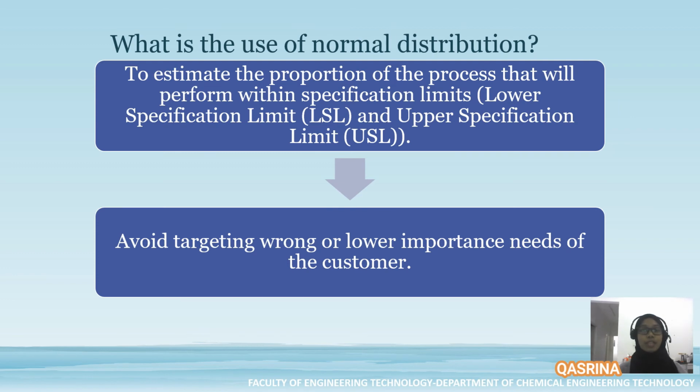So today I will present the normal distribution part. So what is the use of normal distribution? The normal distribution curve is used to estimate the proportion of the process that performs within the specification limits, which are LSL and USL. And the analysis of the process data is important because it will avoid targeting wrong or lower important needs of the customer.